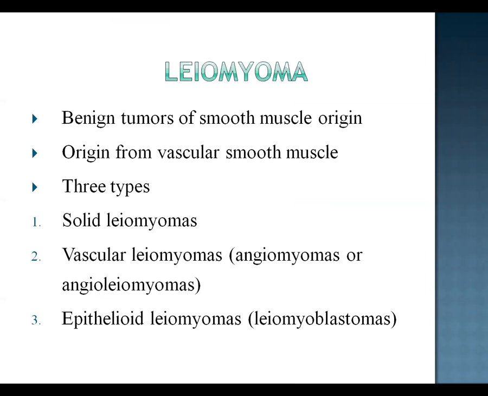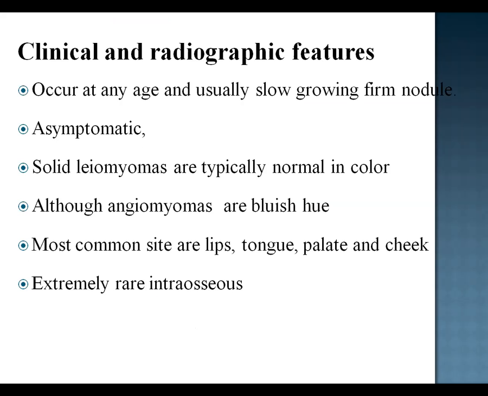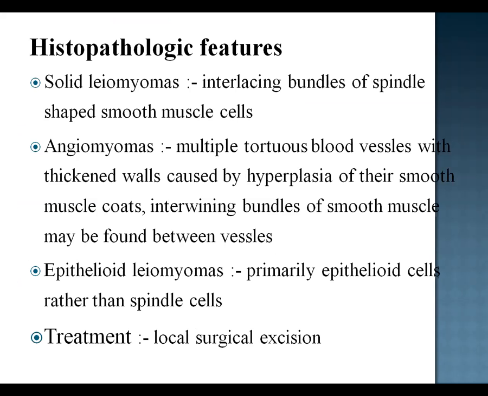Next entity is leiomyoma. It is a benign tumor of smooth muscle origin, arising from vascular smooth muscle. Three types: solid leiomyomas, vascular leiomyomas, and epithelioid leiomyomas. Clinical and radiographic features: occurs at any age, usually a slow-growing, firm nodule. Asymptomatic solid leiomyomas are typically normal in color, although angiomyomas have a bluish hue. Most common sites are the lips, tongue, palate, and cheek; extremely rare in the pterygoid region.